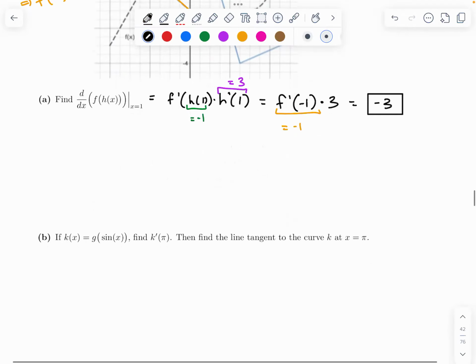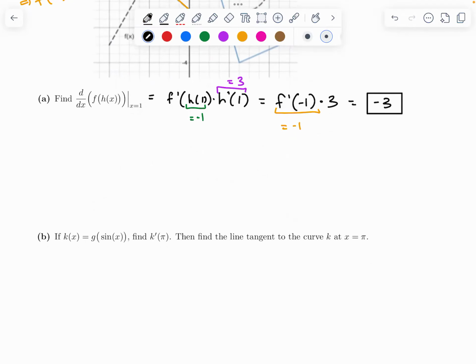Next, we'll go on to this one. K of x is equal to g of sine of x. Find k prime of pi, and then find the tangent line to k at pi. Okay, it's definitely a different problem. We've never seen it before, but that's not a reason to be scared. We just need to think about what we have to do.